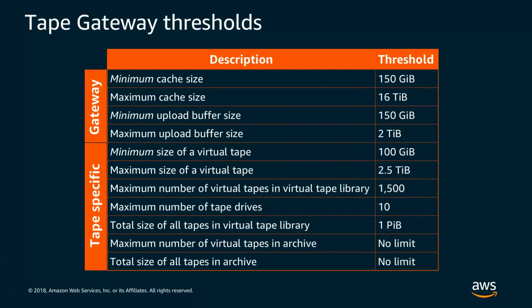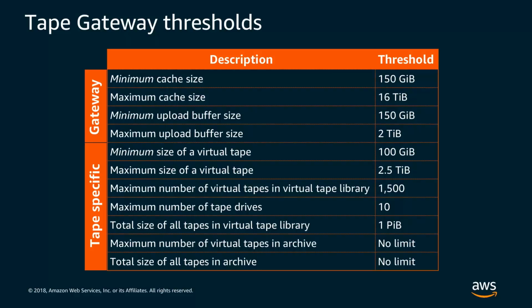So this table here describes the minimum and maximum for both the gateway and the tape specific parameters. I wouldn't go through the entire table as it's self-explanatory, but let me discuss some aspects that are worth mentioning. On the tape gateway, you will need to allocate the cache size and the upload buffer size. The cache is the local storage that's used by the tape gateway to store and acknowledge the read and write IOs from backup software before you upload that data to the cloud. And then the upload buffer is a staging location for data waiting to be uploaded to the cloud.